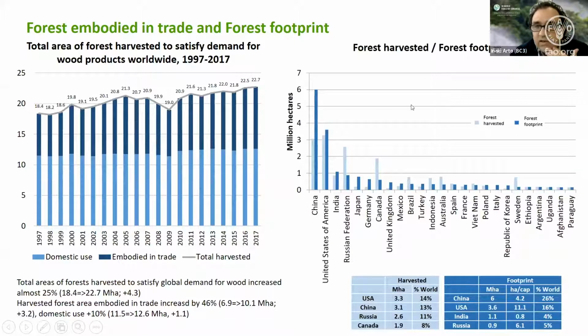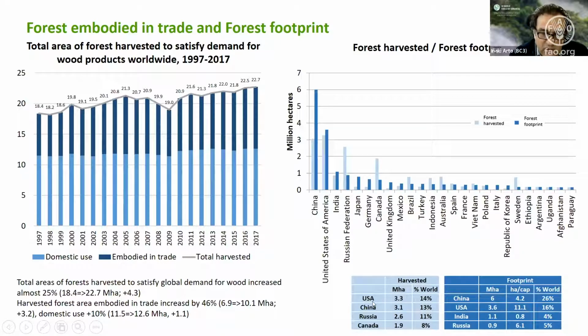And another indicator that we can calculate is the footprint. In this chart, the light blue bars represent the area of forest harvested in each country, and the dark bars represent the forest footprint. I mean, this is the total area required worldwide to satisfy the Chinese demand, in this case, for forest products. And so you can see that in some countries there are huge imbalances, in the sense that there are differences in the forest footprint, the total area required worldwide to satisfy the demand of the country, and the area that is actually harvested in each country.